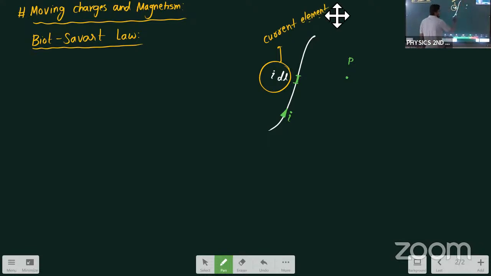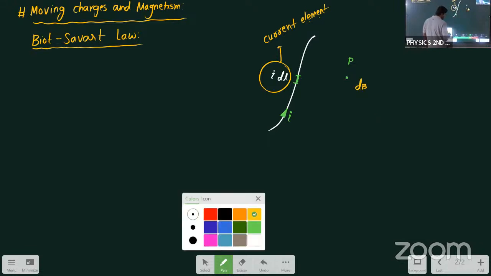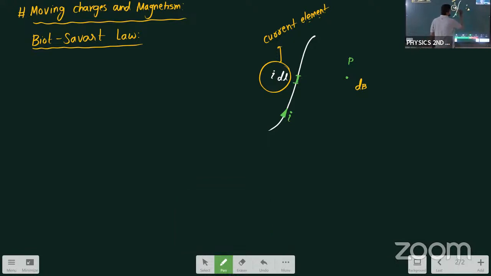Now see here, I want to determine the magnetic field. I have taken only a small element. Due to this small element, only a small amount of magnetic field will be generated. So I want to determine the magnetic field generated at this particular point P due to this small element I dL. So let me draw one position vector. This is r, and the angle between the current element and this position vector is theta.